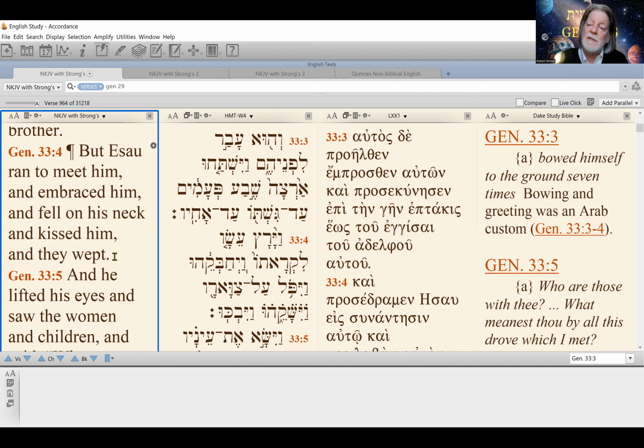One of the things that Dake kind of hints at a little bit here, bowing and greeting was an Arab custom. And I guess we could include Esav in the Arab community of nations. So, I mean, this is what you do when you encounter a stranger, you treat them with respect. But kissed him and they wept.